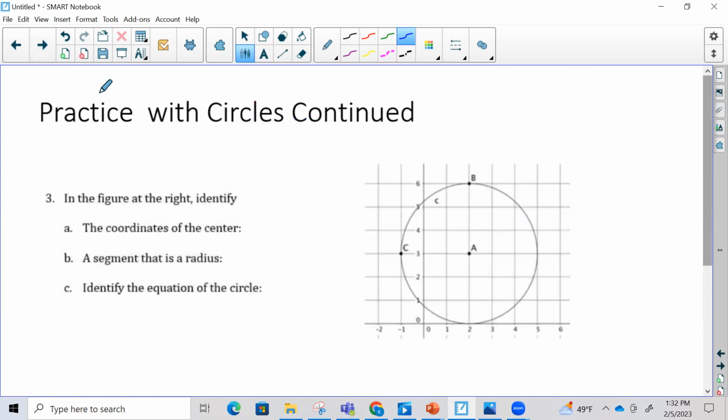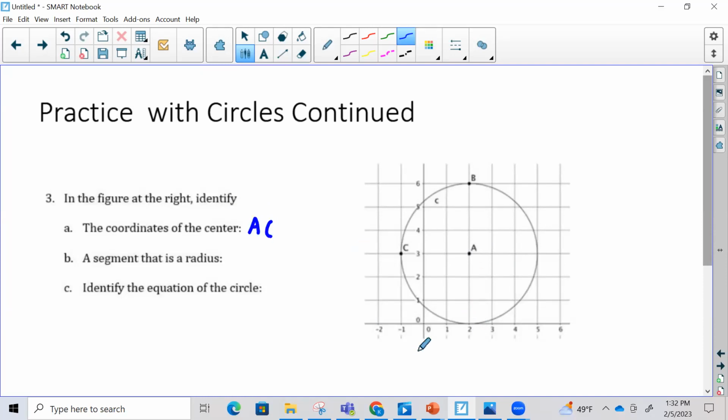So we're going to do question 3, and then you are going to do questions 4 and 5 as part of a classwork activity in class. In the figure to the right, identify the coordinates of the center, a segment that is a radius, and identify the equation of the circle. So we start with the center. The center of this circle is this point A.